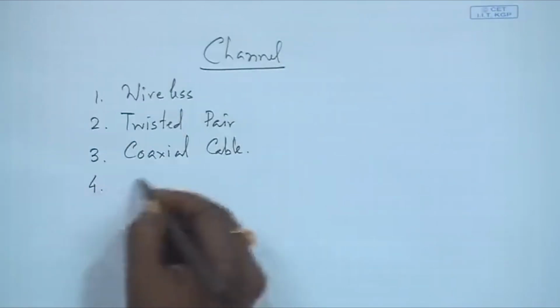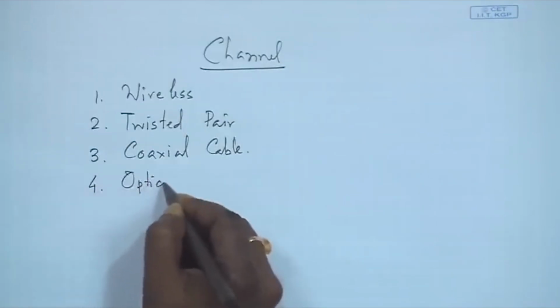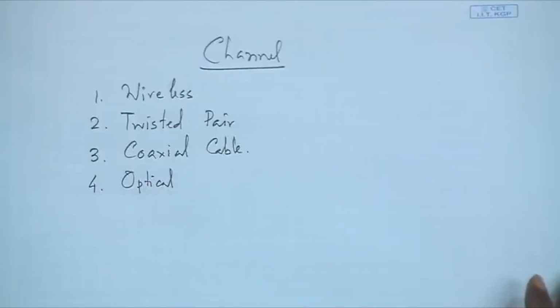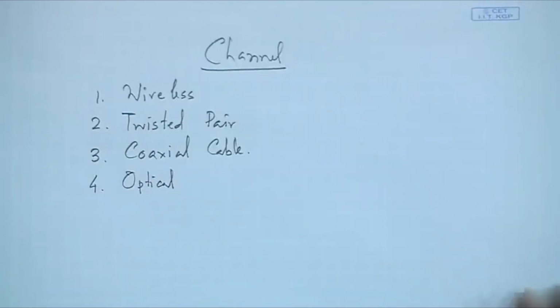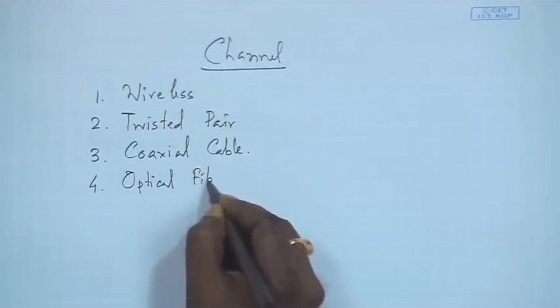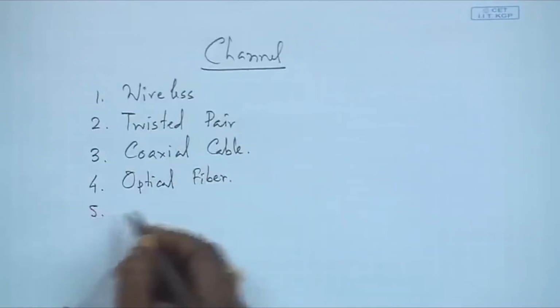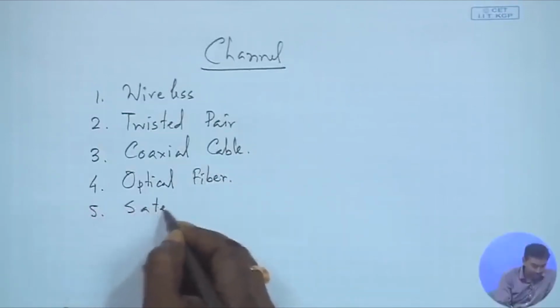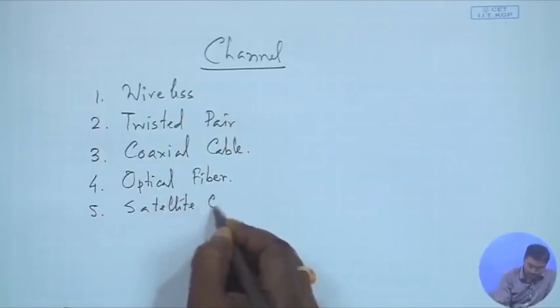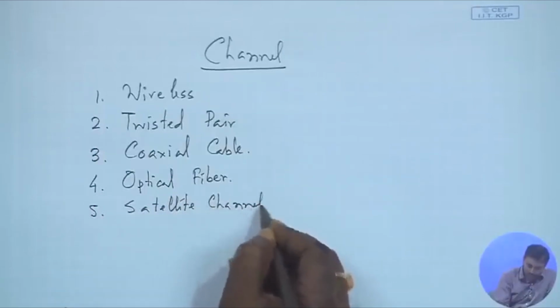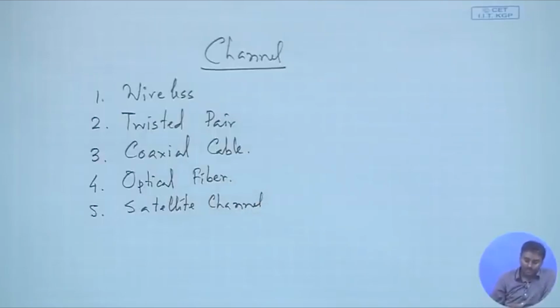The fourth may be optical fiber. This is the latest one, which supports a huge amount of bandwidth, if you are aware. The fifth might be satellite channel, and so on and so forth. So there are multiple communication channels that are available.